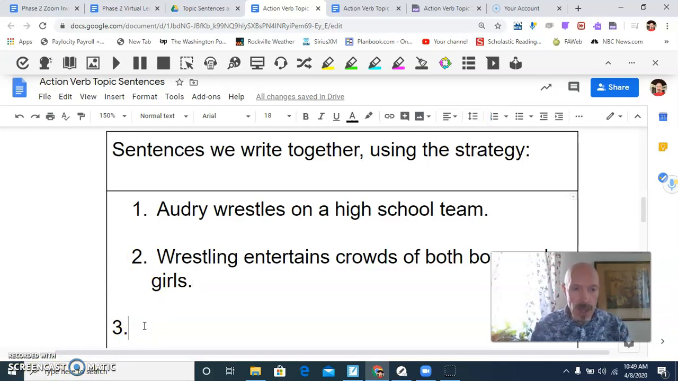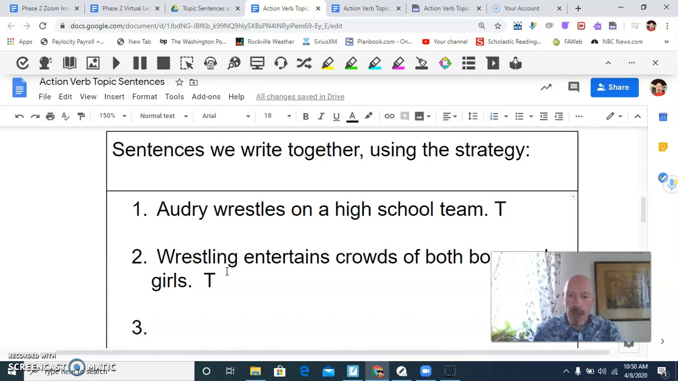And by the way, I'm going to classify these. This is very specific. Audrey wrestles on a high school team. This is a specific detail. It's just reporting the facts. I'm going to give that a capital T. It's a topic sentence. Wrestling entertains crowds of both boys and girls. You know what? That, I don't know. You could say that's reporting a detail. That's something that's true. Okay, so I'm going to give that a topic sentence.